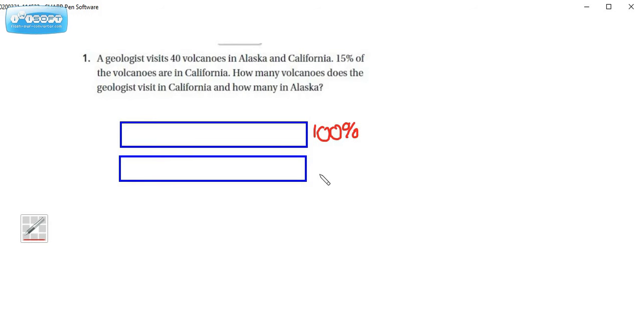And down here, we have to look and see what the other unit is. They want to know how many volcanoes. So it's a quantity of volcanoes, right? Because it says volcanoes. So I'm just going to put an abbreviation for that just so we know it's volcanoes.